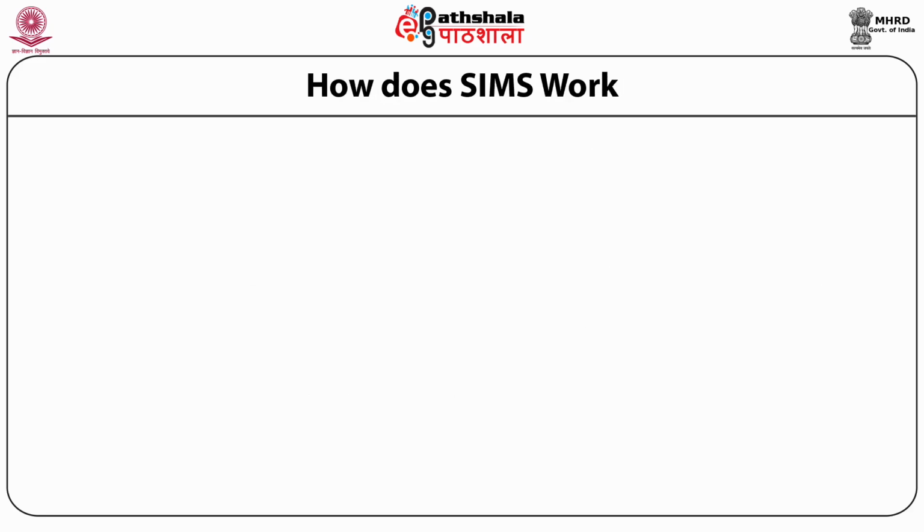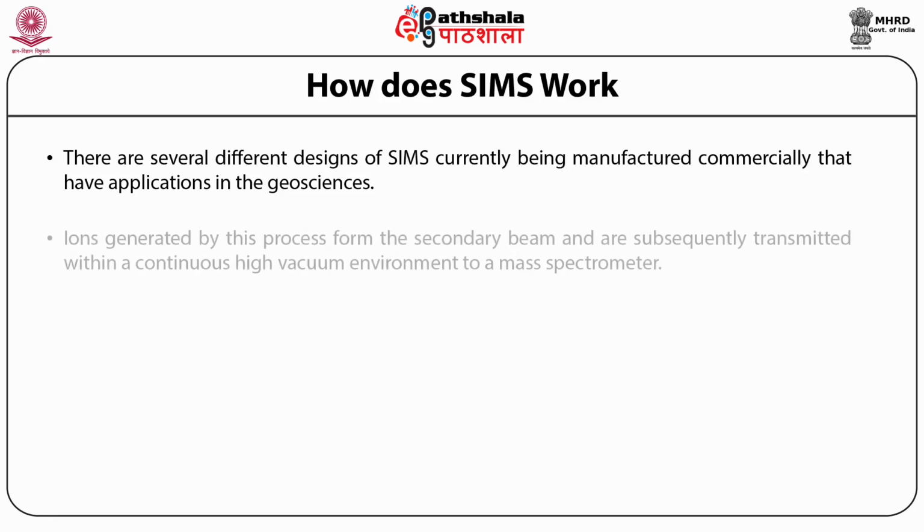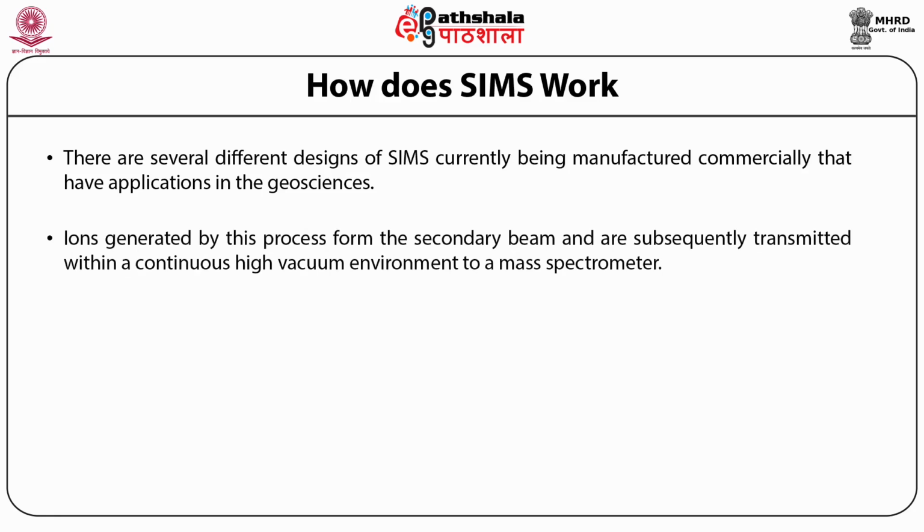Now, we will talk about how SIMS works. There are several different designs of SIMS currently being manufactured commercially that have applications in the geosciences. Most of these instruments are characterized by a source region in which the intensity, energy, and orientation of the primary beam relative to the sample are controlled. Ions generated by this process form the secondary beam and are subsequently transmitted within a continuous high vacuum environment to a mass spectrometer.